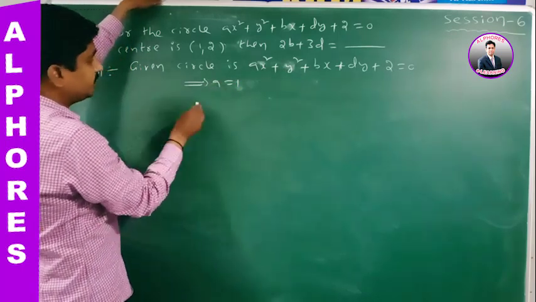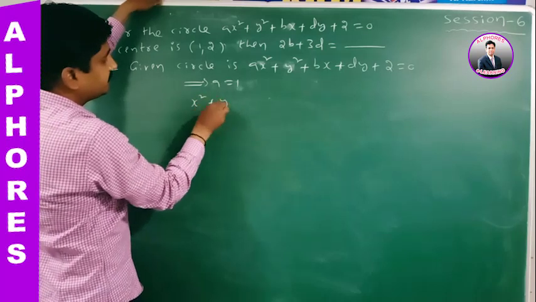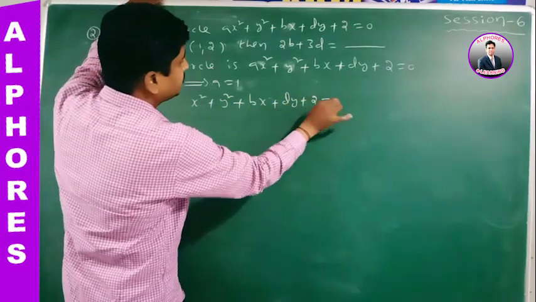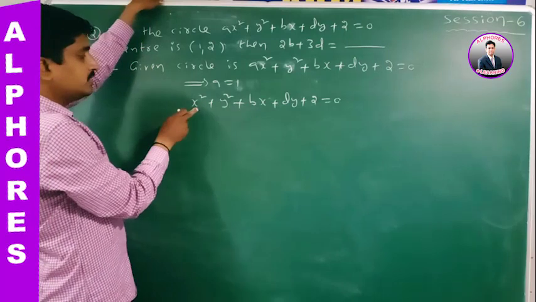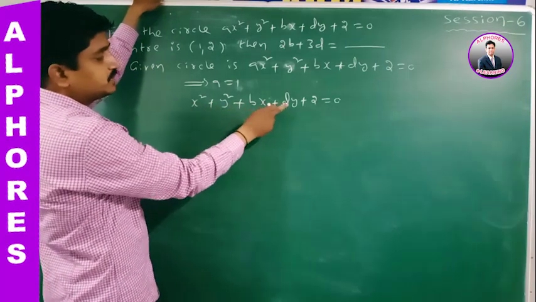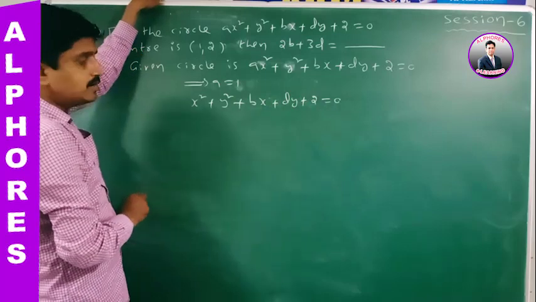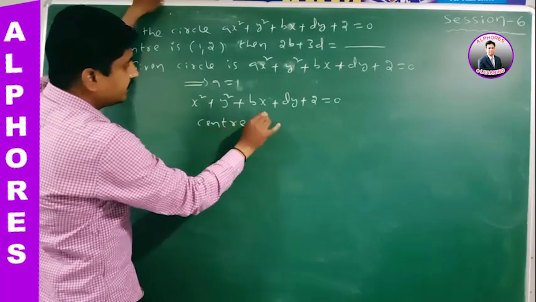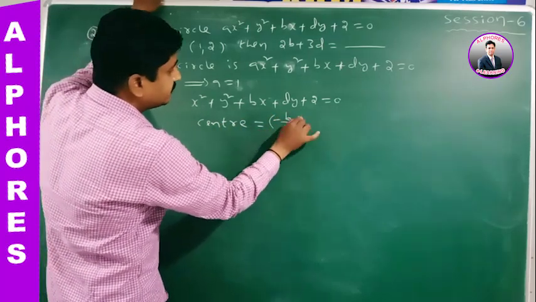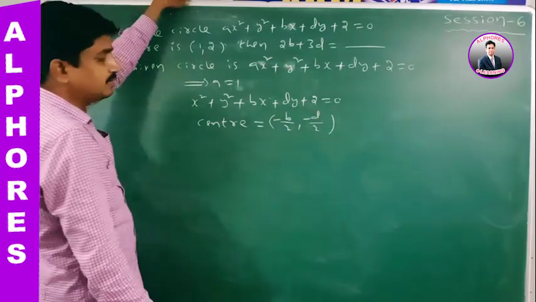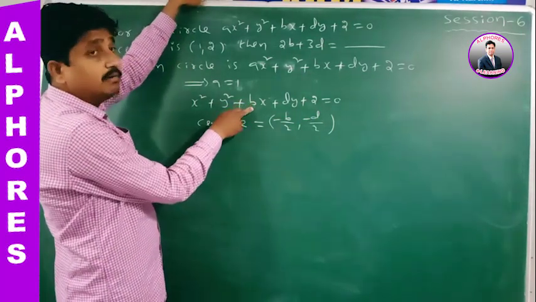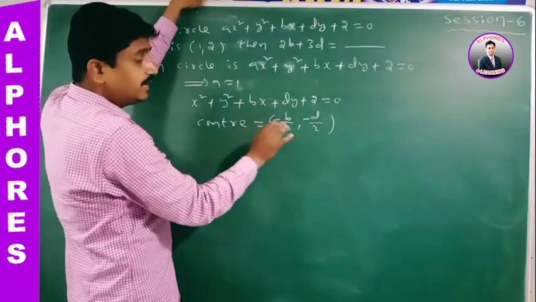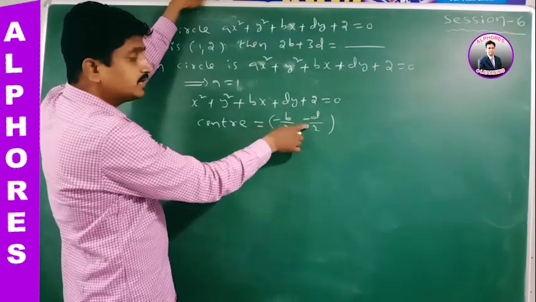After a equal to 1, this equation becomes x square plus y square plus bx plus dy plus 2 equal to 0. Now it is in the form x square plus y square plus 2gx plus 2fy plus c equal to 0. For this circle equation, the center is minus g comma minus f. Here 2g equal to b, then g equal to b by 2. 2f equal to d, then f equal to d by 2.